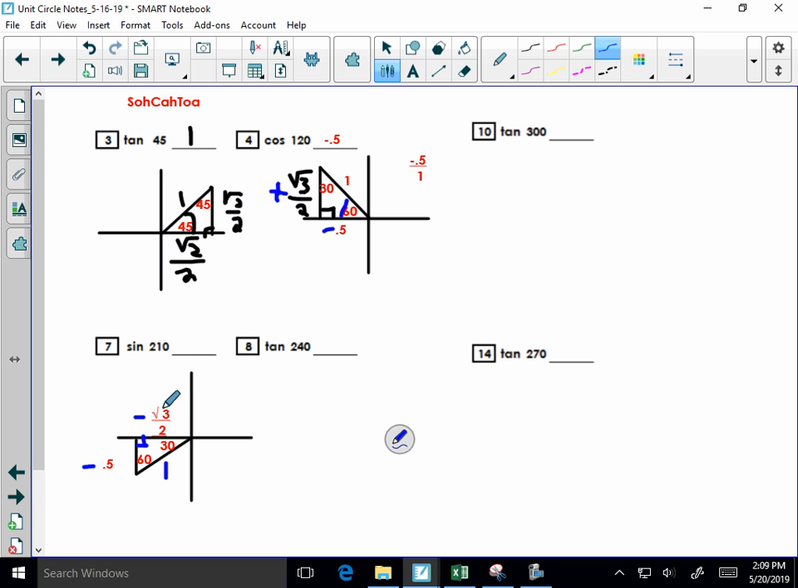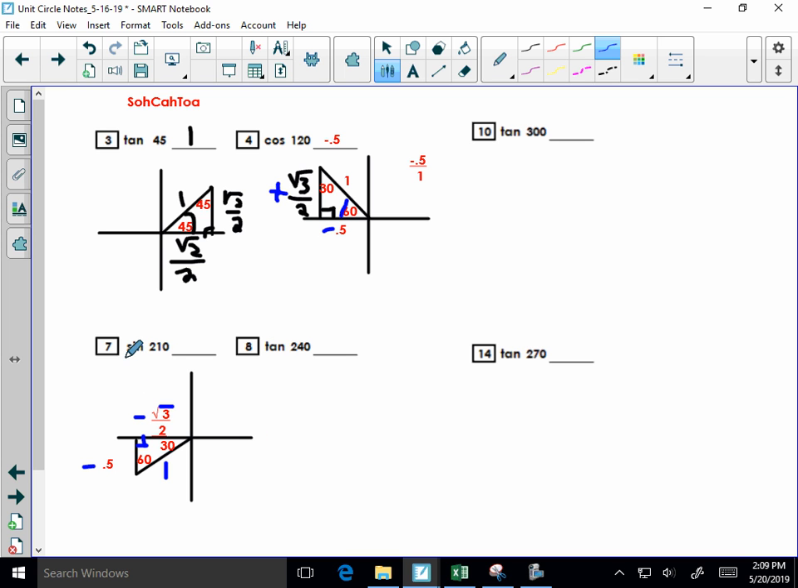Okay, that's a key a lot of students miss, is they forget to switch the signs depending on what quadrant they're in. They just want to focus on the square root of 3/2, 0.5, and 1 and ignore the signs for that quadrant. So you got to remember your signs for your quadrant. It's the biggest error that most students make.